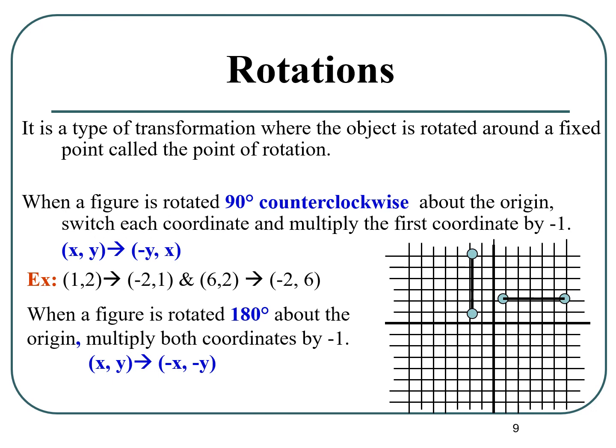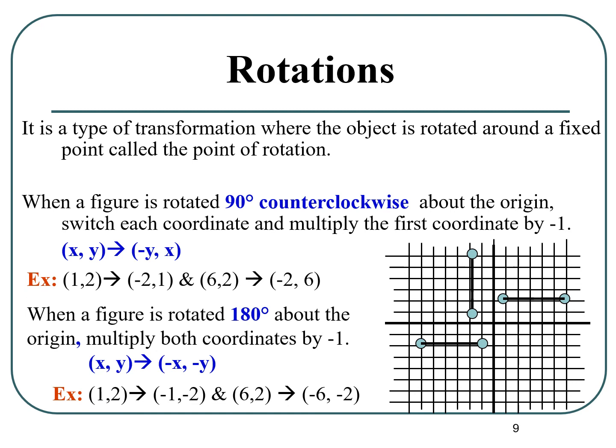When a figure is rotated 180 degrees about the origin, multiply both coordinates by negative 1, or get the opposite of your x and y coordinates. So the rule here is that from (x, y), it will become (negative x, negative y). Since 180 degrees counterclockwise and 180 degrees clockwise are the same, all we need to do is follow the rule negative x, negative y.